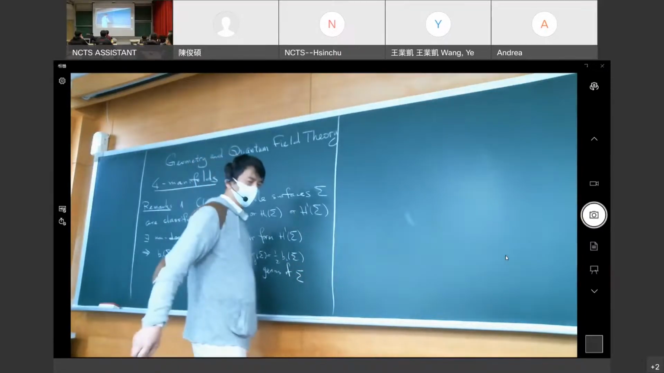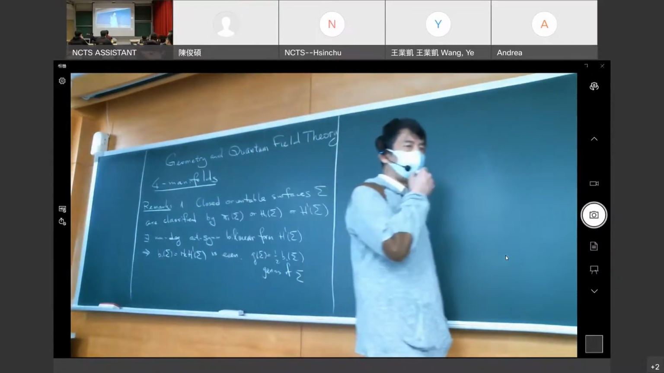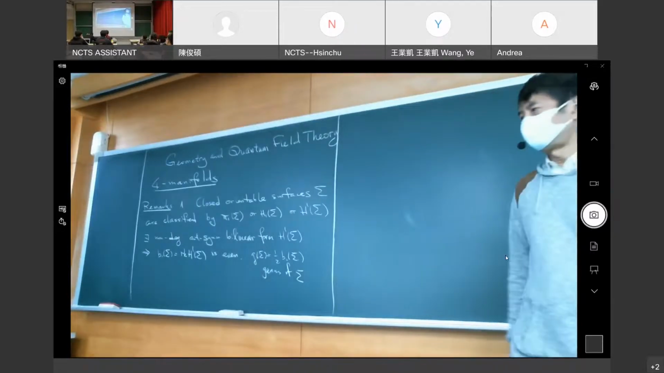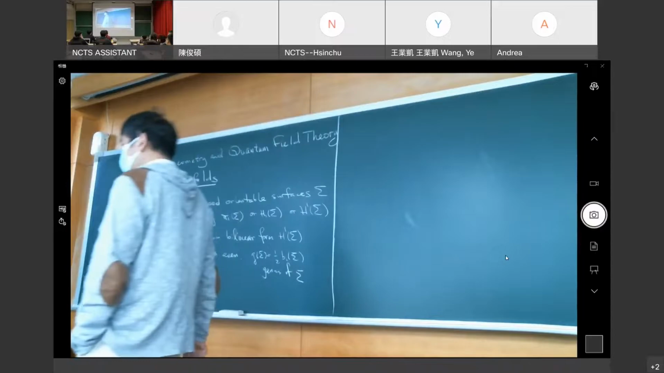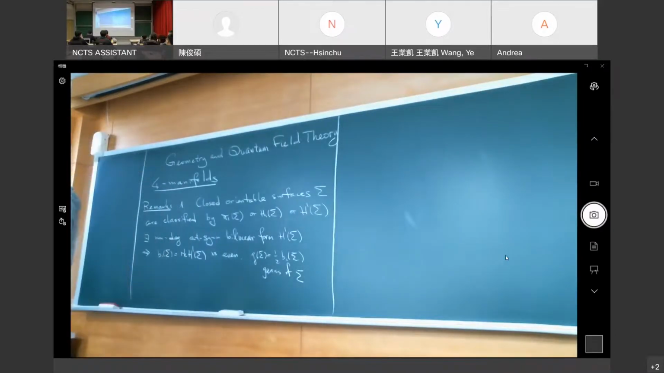And so that's the only restriction. Surfaces are classified by genus, which could be 0, 1, 2, 3, etc. And I'm sure you know the topology of these surfaces.